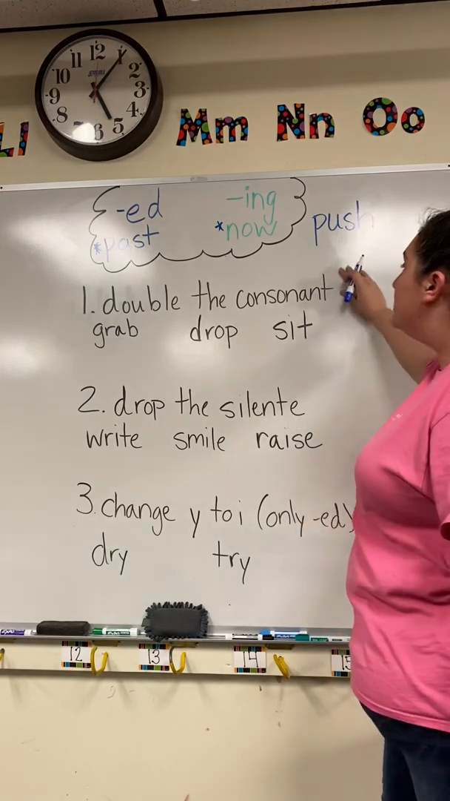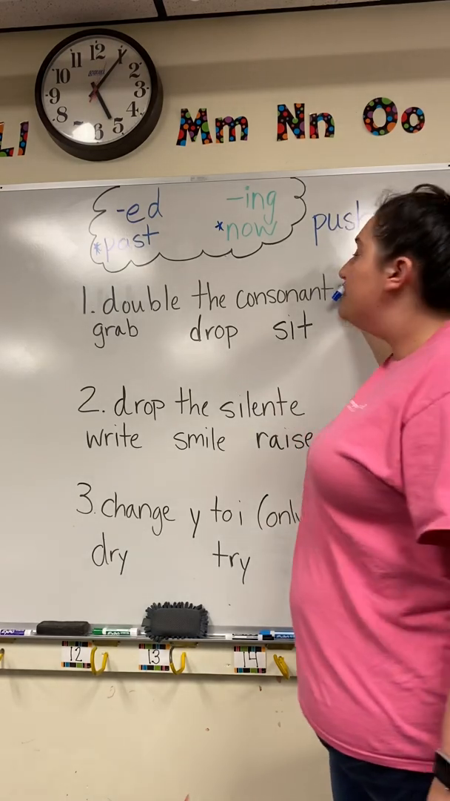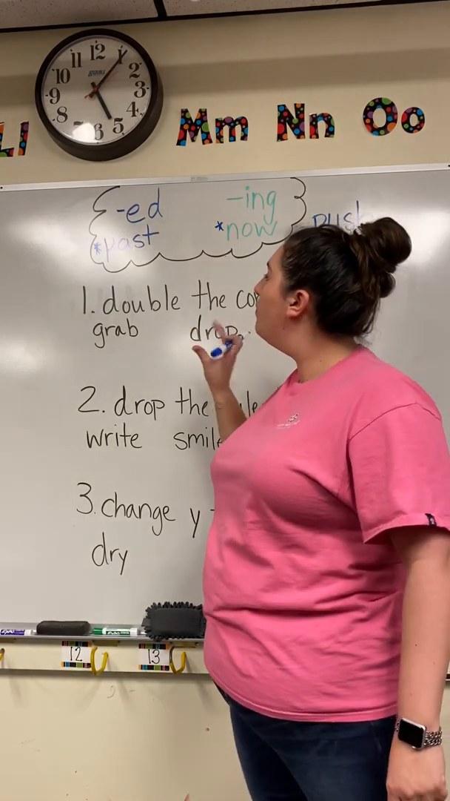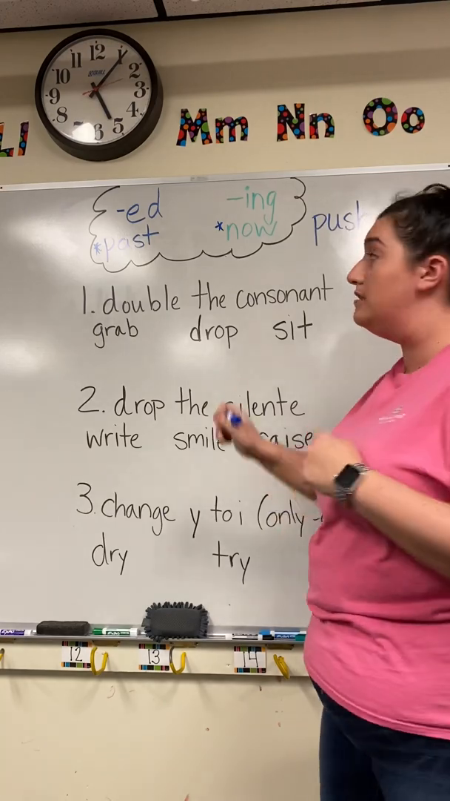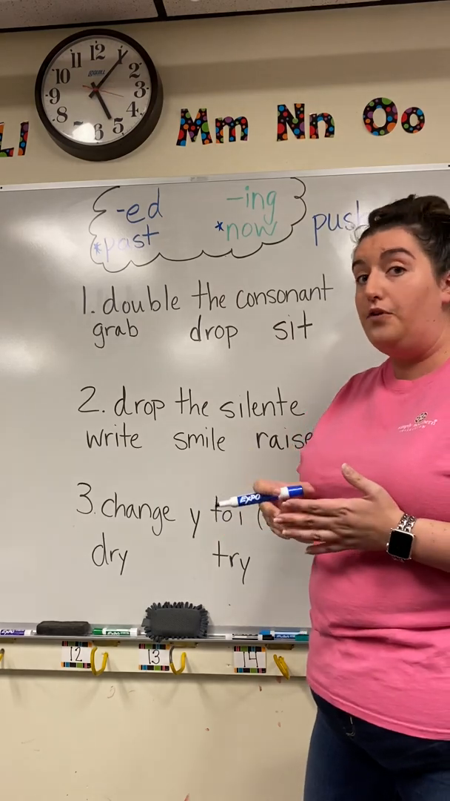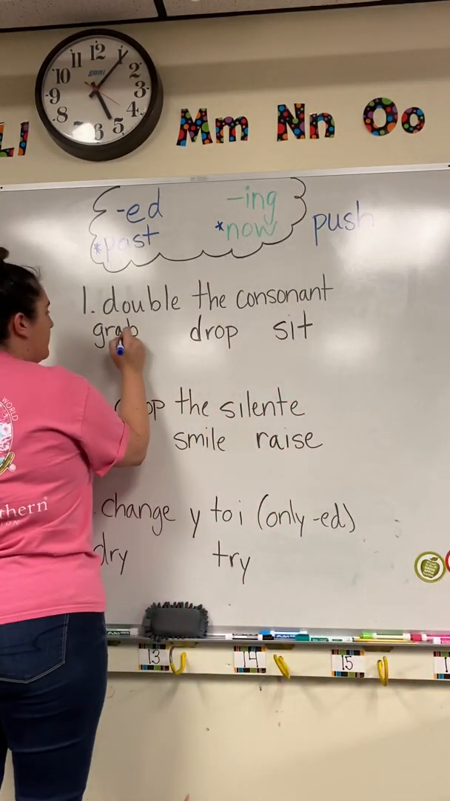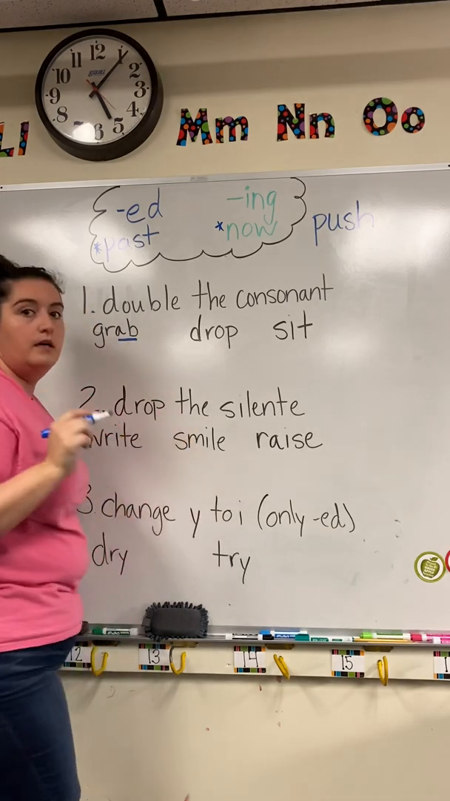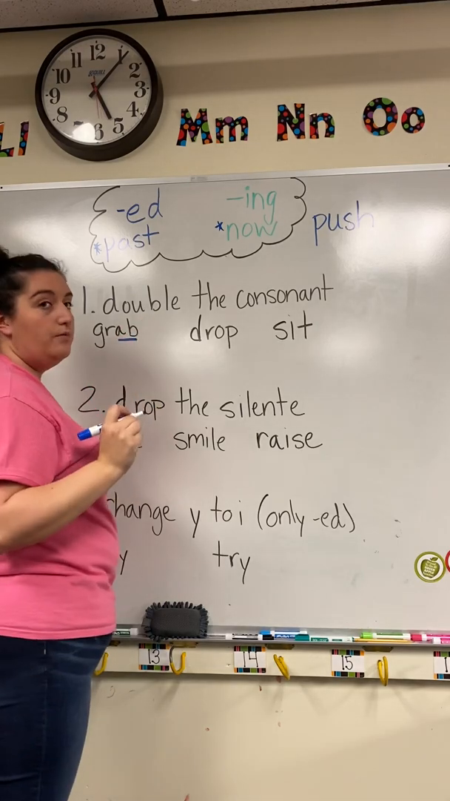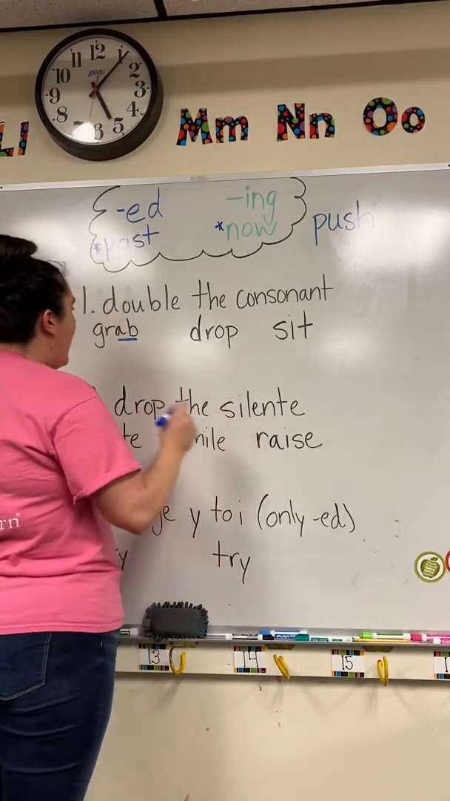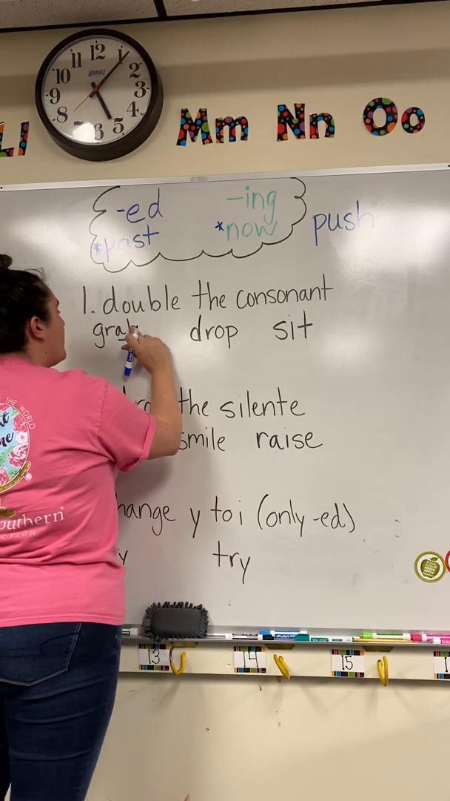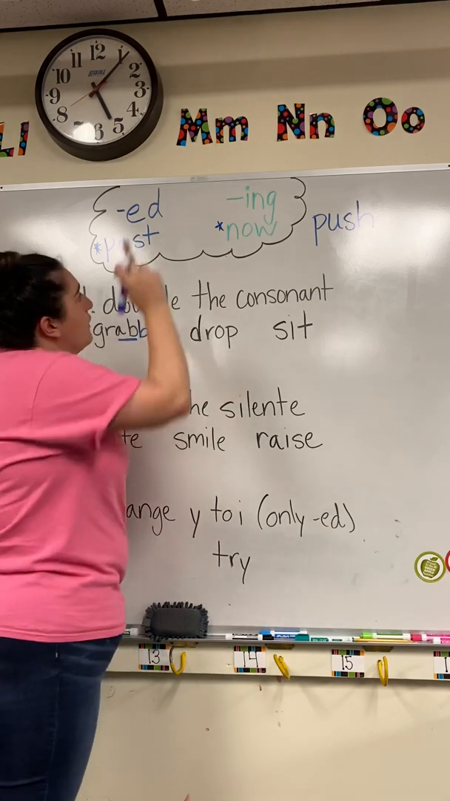So the first spelling change that you might have to make to a word is you might have to double the consonant at the end, okay? So when you're deciding if you need to make a spelling change before you add ed or ing, the best thing to do is to look at the end of the word, okay? So if I look at the end of this word, grab. Grab ends with a, which is a vowel, and b, which is a consonant. When a word ends with a vowel and a consonant together like this, you have to double whatever that consonant is before you add the ending.